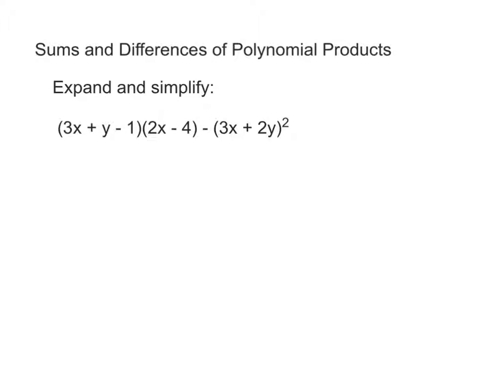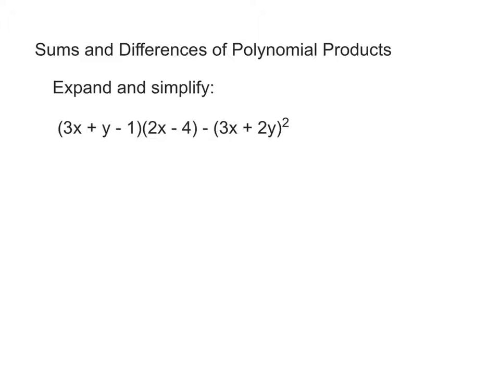So if we look at this one, what do you think is the first thing we're going to do? Brackets. But is there anything inside the brackets that you can simplify? No. There's nothing to simplify inside. So then we look for exponents. Do you see any exponents? Yeah. That 2 at the end, right?